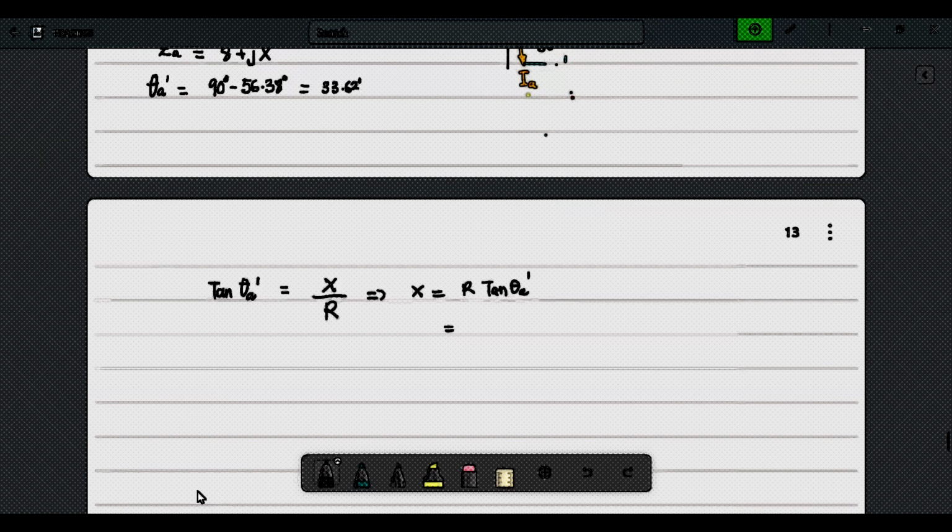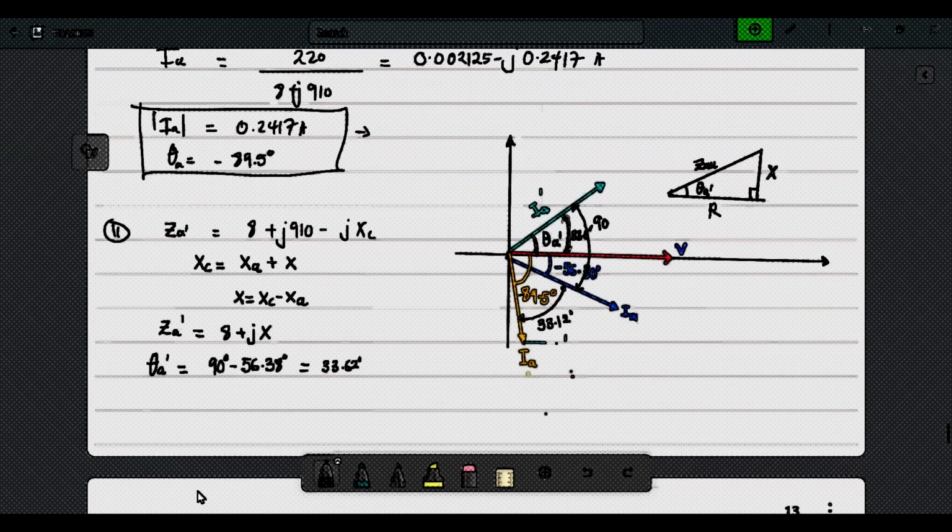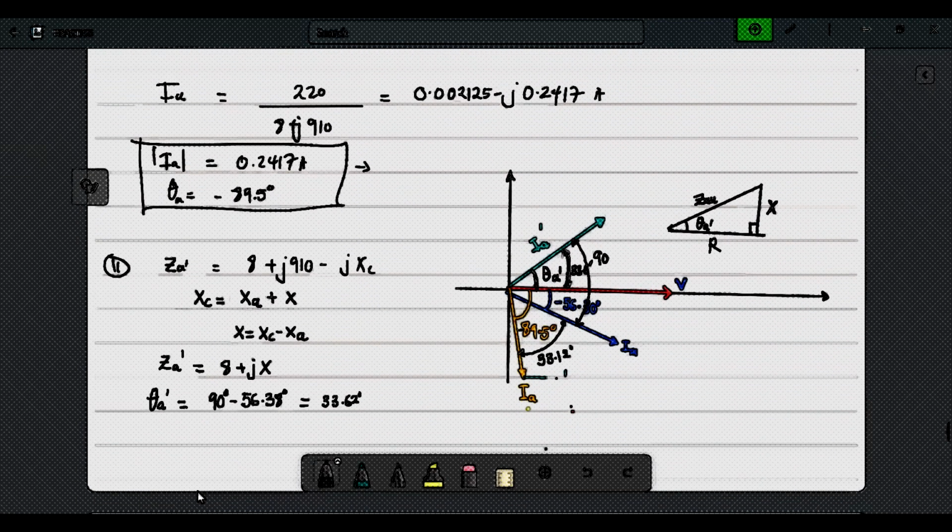R is 8, so I have 8 ohms times tan of phi A, which is 33.62. That is about 5.319. So the value of x is about 5.319 ohms. According to the equation I just introduced, the capacitive reactance will be the sum of the initial reactance that you had plus x.